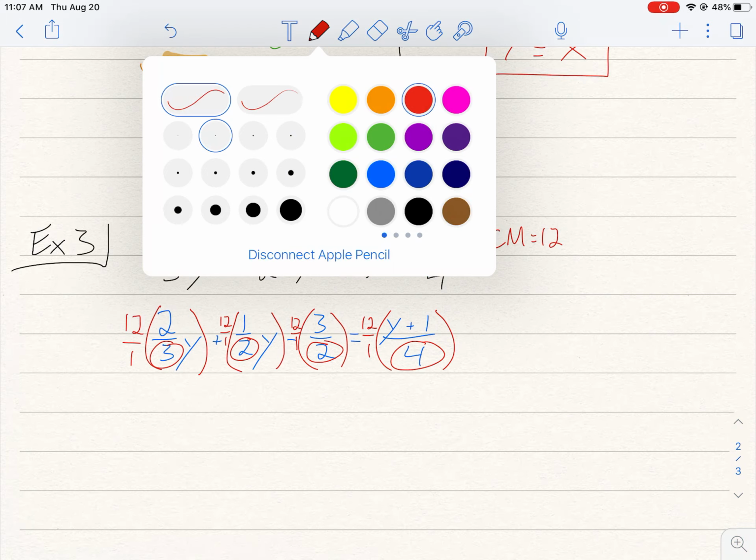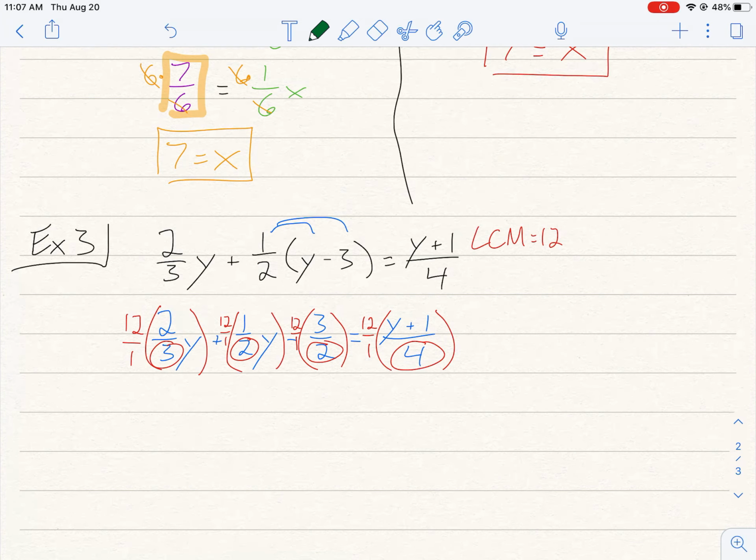So, cross-reduce here. 12 divided by 3 is 4, so that becomes a 4. So you get 8y. 12 divided by 2 is 6, so that becomes a 6. So we get 6y. 12 divided by 2 again is 6. So we have minus 6 times 3, which is 18.